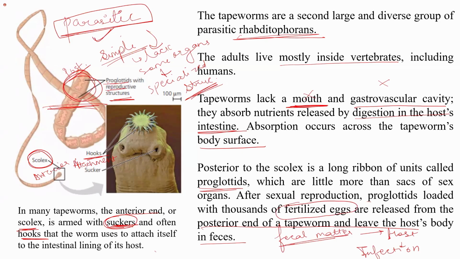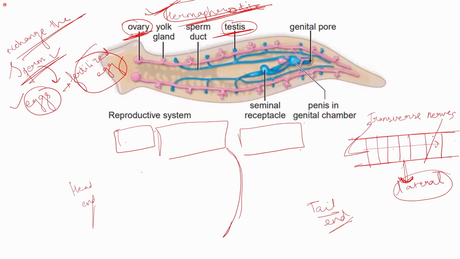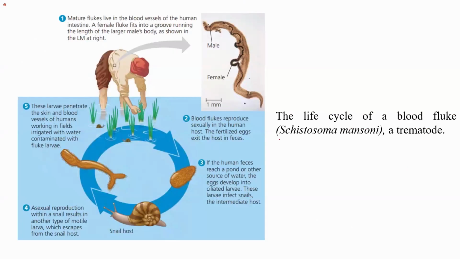So this is the life cycle of another parasite, a blood fluke, which is a trematode, another platyhelminth. An example is Schistosoma mansoni. You can see that the mature flukes live in the blood vessels of the human intestine. A female fluke fits into a groove running the length of the larger male's body, as shown here. So the male body is large and the female fits into the groove of the male body. This is their adaptation to reduce the space they require, as they live inside the intestine of humans.